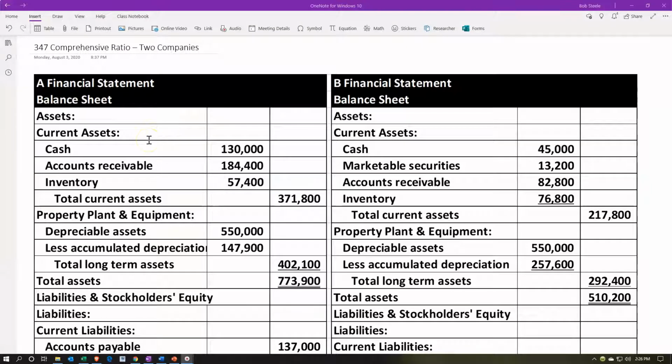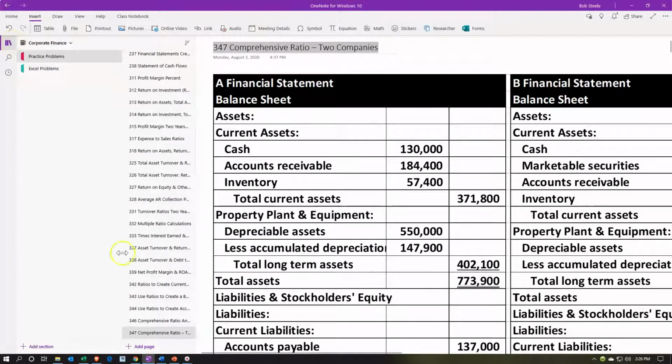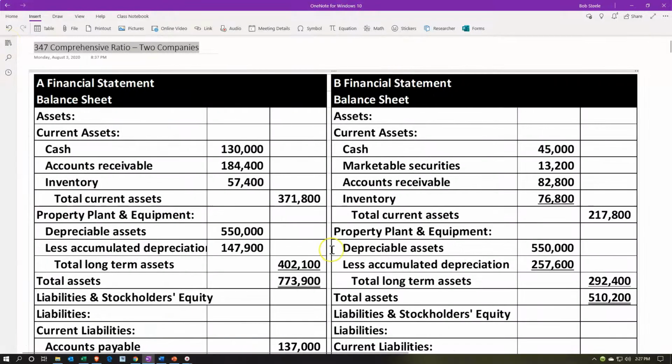Here we are in OneNote. Note that we're in the same tab as the prior presentation because we're going to be continuing on with the same practice problem. If you would like to follow along in OneNote, you're not required to, but if you have access to it and would like to, we are on the 347 Comprehensive Ratio 2 Companies tab under the Practice Problems section. Closing this back up, we're going to scroll on down.